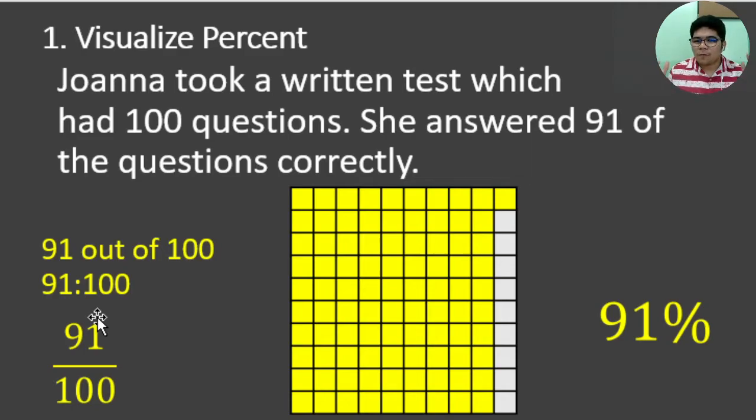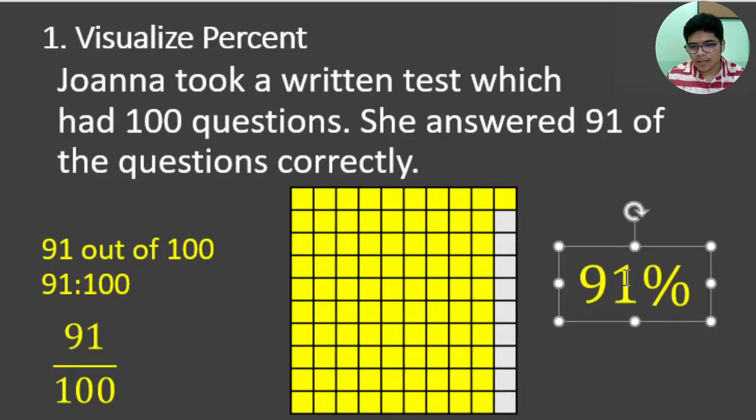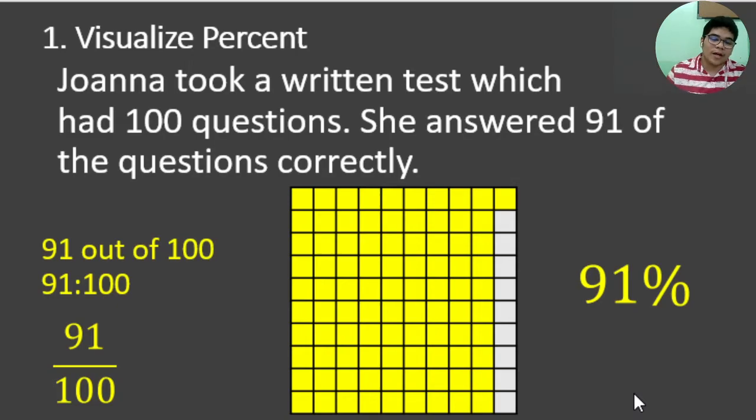Now, if we made little squares for each of the questions and then shaded in yellow the correct answers that she got, we would have this kind of figure, right? And that would be 91%. We would call it 91%. Okay, so that's how you visualize a percent. It will look kind of like this. Out of 100 boxes, how many are shaded? That's how we visualize the percent. Okay, so you just count.